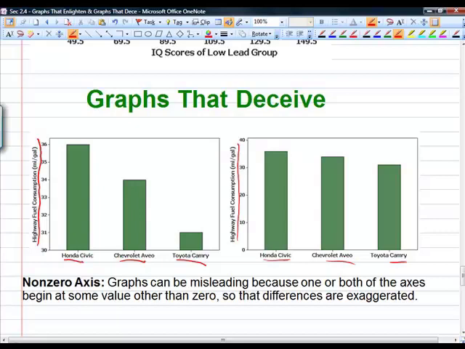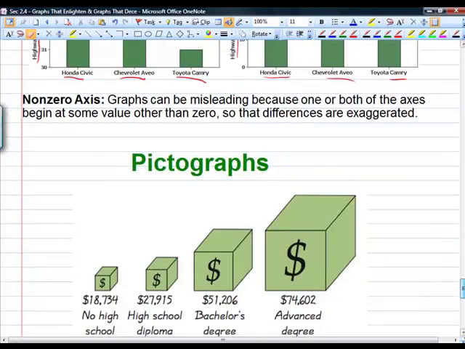What about this graph? If it represents the same information, what about this graph makes it so outstanding? It starts at 30, so you're only seeing the top part of this graph, and it exaggerates the difference between things. Advertisers do this all the time. Be aware of it. If the scale doesn't start at 0, it's easy to mislead with the information. They're both valid, but one is deceptive.